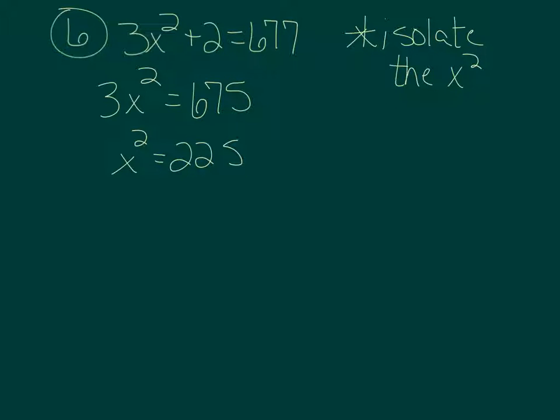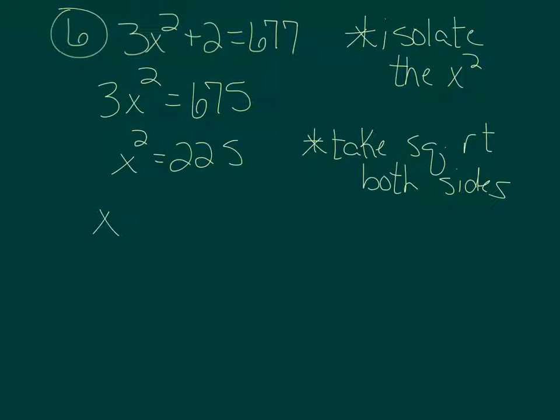Once you've isolated the squared term, then you're going to take the square root of both sides. The square root of x squared is x, and there are two numbers that you square and get 225. That's plus or minus 15. 15 squared is 225, negative 15 squared is 225. So don't forget that when you solve by the square root property, you get a positive answer and a negative answer.